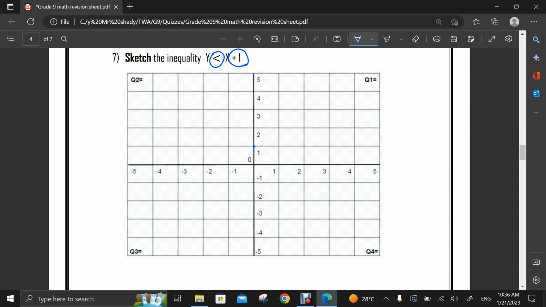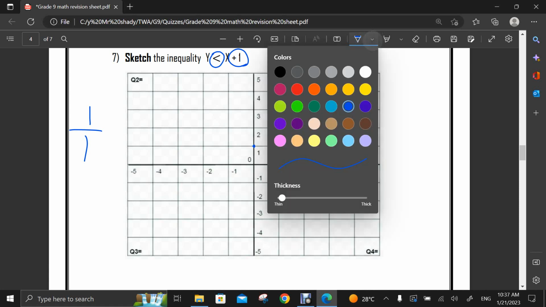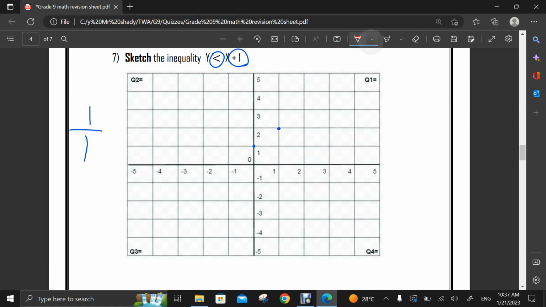So the slope is 1 here. If the slope is 1, make it like a fraction, it will be 1 over 1. So you are going to move from this point 1 unit up and 1 unit right. 1 up, 1 right. It will be this one. Okay? And then you are going to join these 2 points using a ruler, of course, but it must be dashed. Okay? So let's make it.